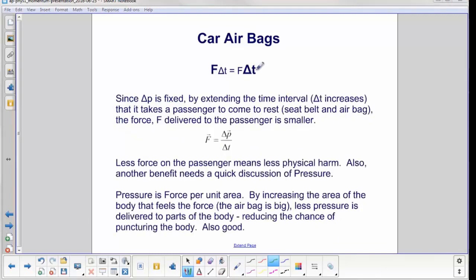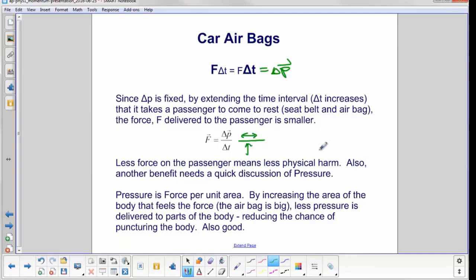We have the impulse momentum equation up here, where F delta T is equal to the change in momentum. And we did a little rearranging on the last page, and we had force is delta P over delta T. So delta P is fixed. So we just draw a little horizontal line there showing that it's fixed. Delta T, we've extended the time interval by using the seatbelt and the airbag. So delta T is going to increase.